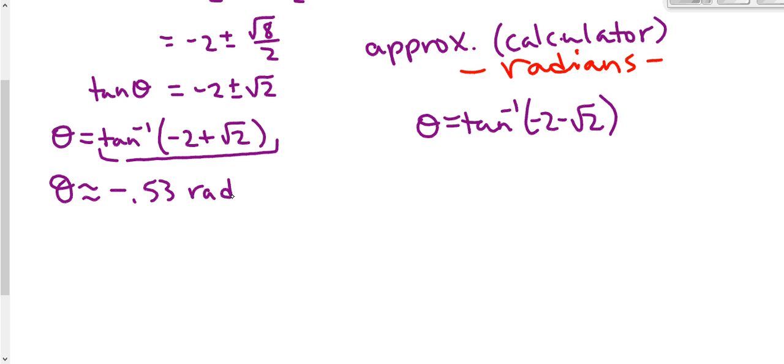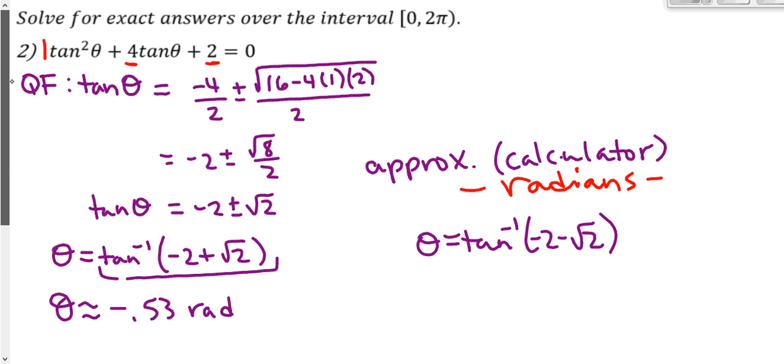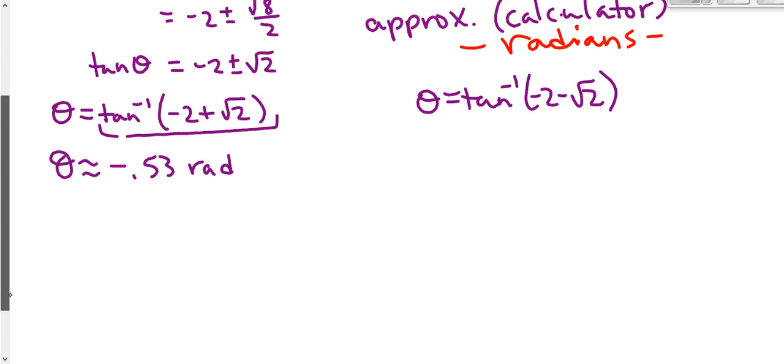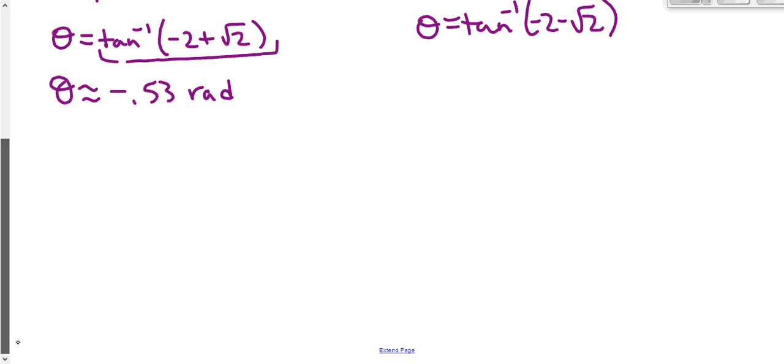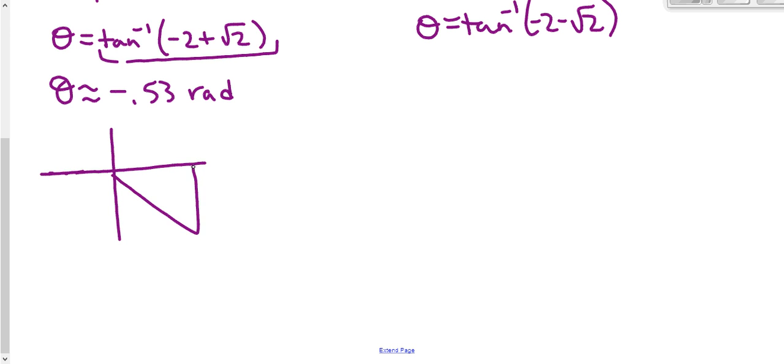Okay, now there's a little bit of work we need to do with this, because remember the problem said give your answer between 0 and 2 pi. Negative 0.53 is not between 0 and 2 pi. Let's figure out where this is. So we're talking about quadrant 4. We went 0.53 radians clockwise.